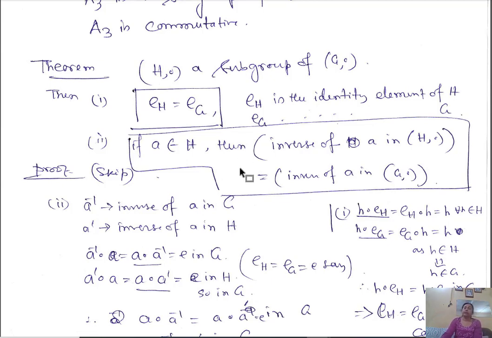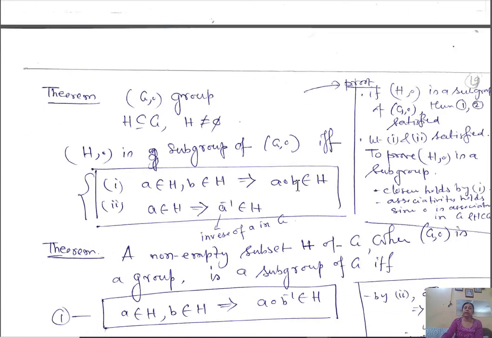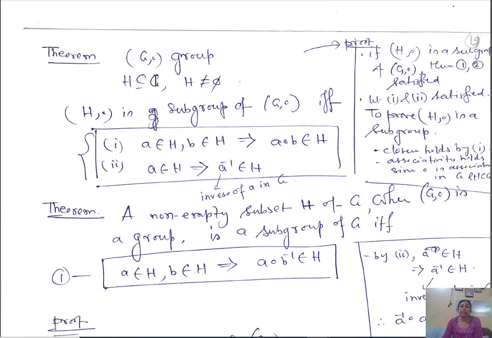Now, how to check that a subset of G forms a subgroup? Okay. So for that we need to show two things. Here is a theorem. Suppose I have a group (G, ∘) and H is a non-empty subset of G. Now (H, ∘) is a subgroup of (G, ∘) if and only if these two conditions hold: the closure property holds and the inverse also belongs to H.